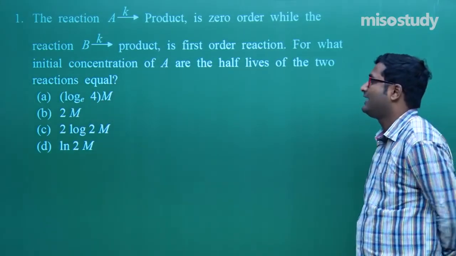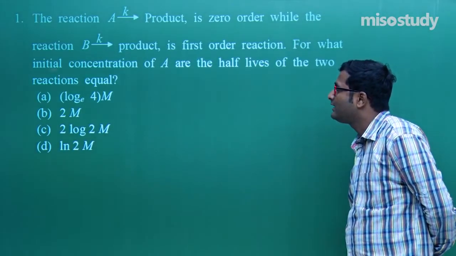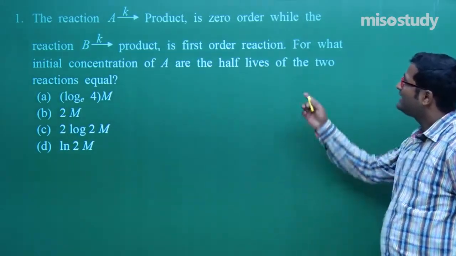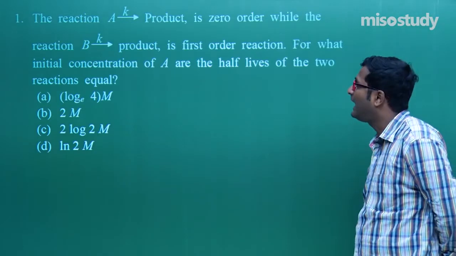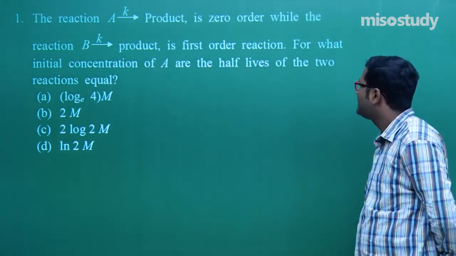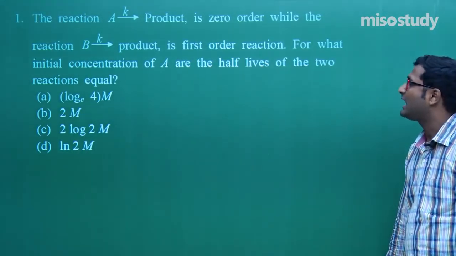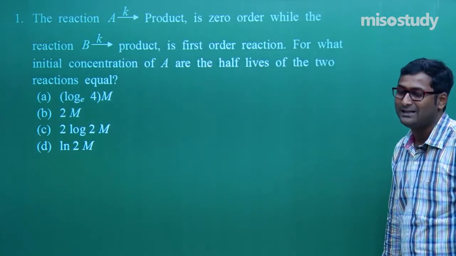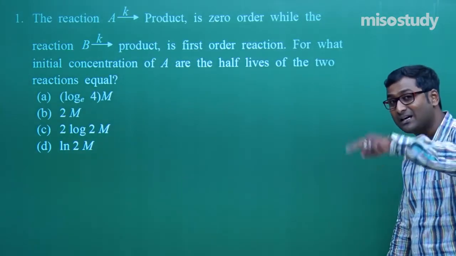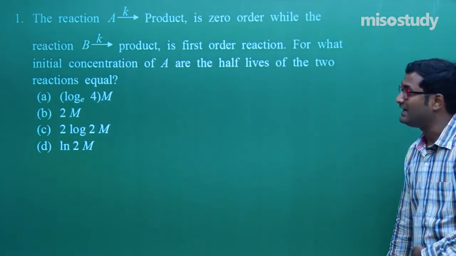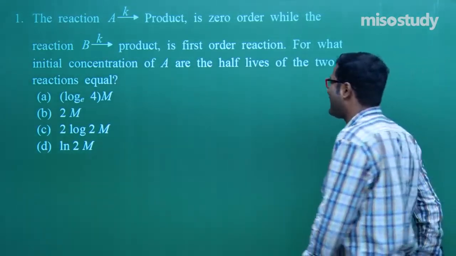What is given here? The reaction A gives a product, and K is the rate constant, of zero order, while the reaction B, which gives a product, again with rate constant K, is of first order. Now the question is, for what initial concentration of A are the half-lives of the two reactions equal? That is, we have to relate the half-lives of reaction A and reaction B, but one is zero order and the second one is first order. So let's start the battle.